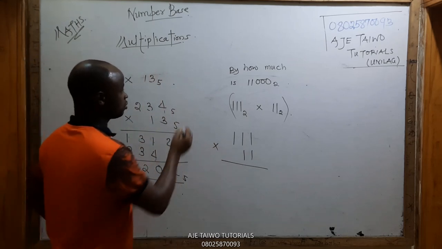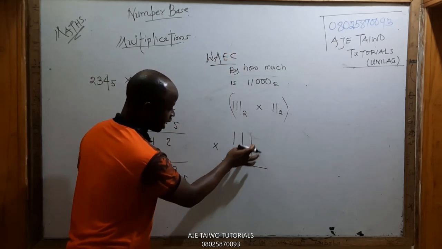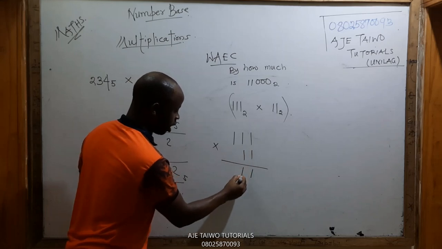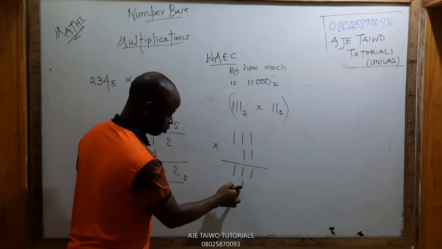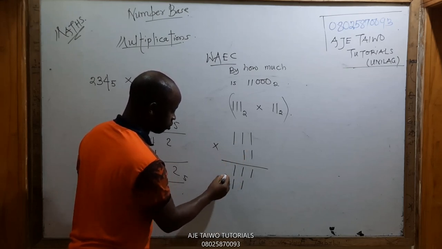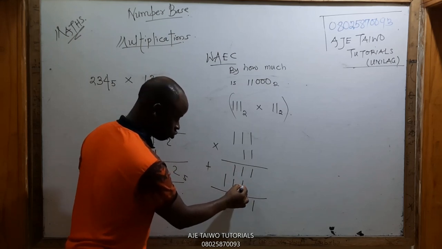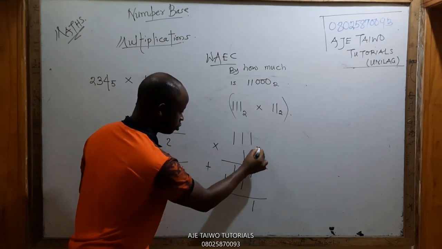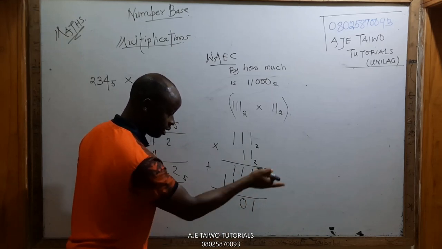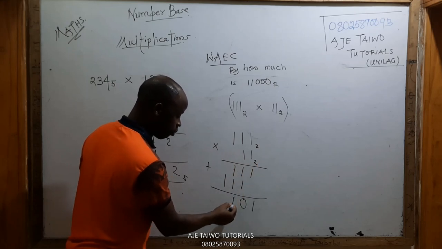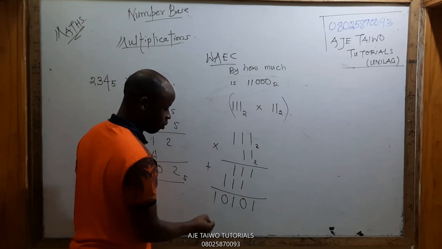So let's go. This is a question. 1 times 1, 1. 1 times 1, 1. You do this also. 1 times 1, 1. Then you add. 1. 1 plus 1, 2. You don't put 2 down because it's base 2. So 2 in 2, 1, remainder 0. 1 plus 1, 2 plus 1, 3. 3 in 2, 1, remainder 1, carry 1. 1 plus 1, 2. Put 0 down, carry the 1 here.